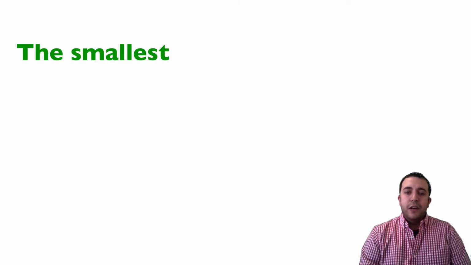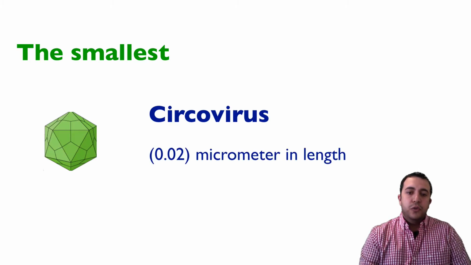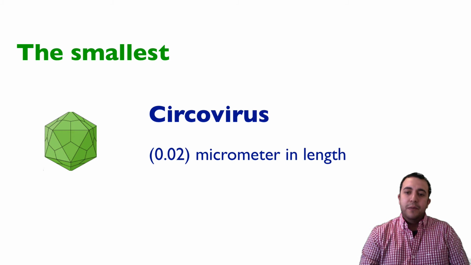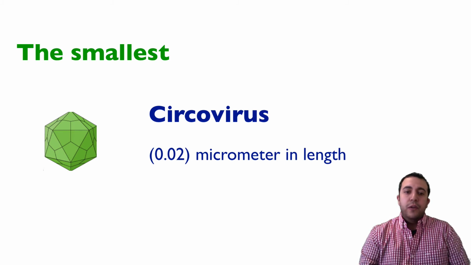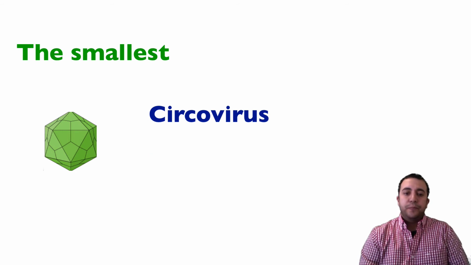The smallest known virus is the circovirus, which has a length of 0.02 micrometers, and it's impossible to see it under the light microscope because it's so tiny. The only way to see it is using the electron microscope.